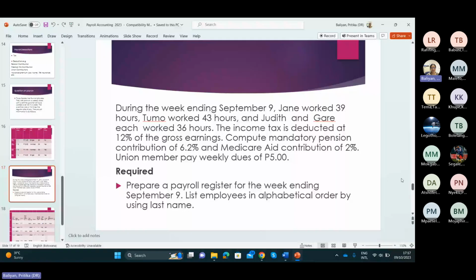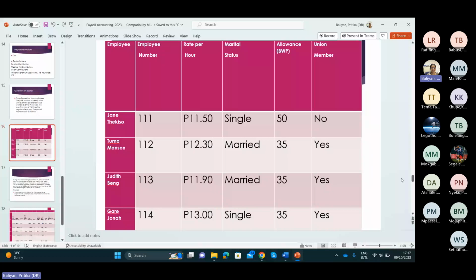On the basis of this information, you are required to prepare the payroll register for the week ending on September 9th. We need to arrange the employees in alphabetical order by their last name. You can see that these are the 4 employees. If we arrange them in alphabetical order according to their surname, which employee will come first?